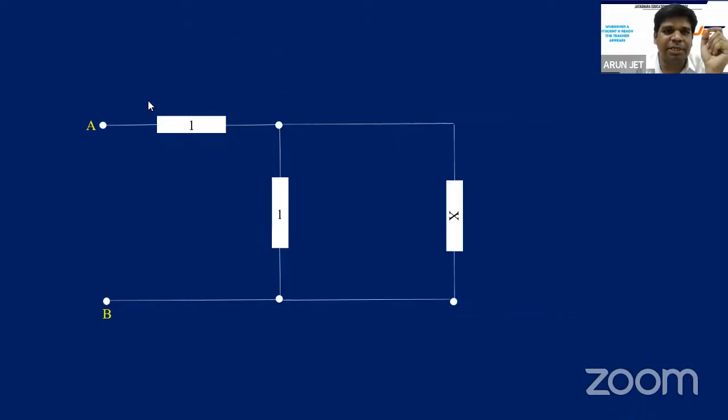Now look at this statement, this network, students. I've written 1, 1. So let's say it's 1 ohm, 1 ohm, and this is X ohms. I wanted to find out finally what is the equivalent resistance between A and B. Students, just give me a second, I'll just grab the pen.